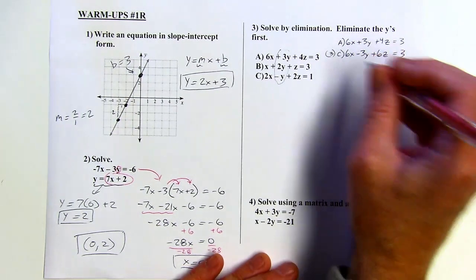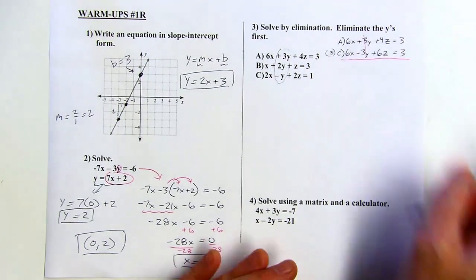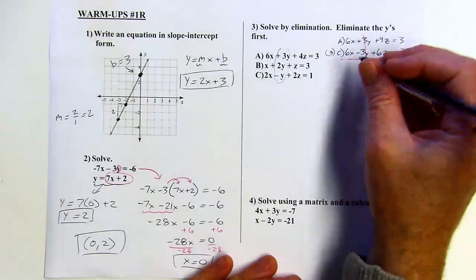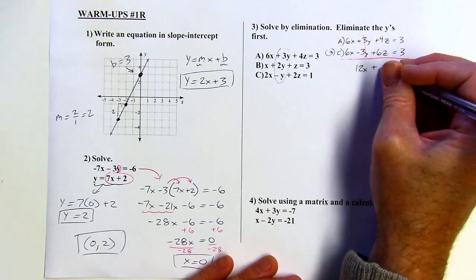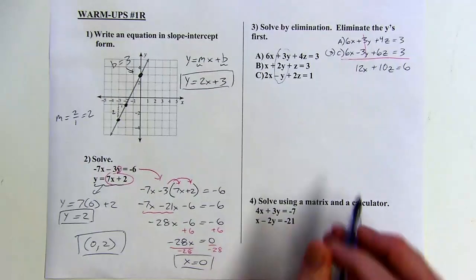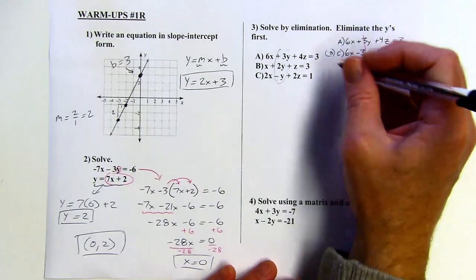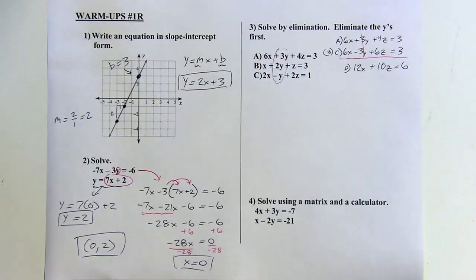Okay. Now that I've got this, I'm going to add these two equations together, and those y's are going to eliminate. That's what I wanted to happen. And now I've got 6x plus 6x is 12x, 4z plus 6z is 10z, and 3 plus 3 is 6. Okay. So I've got this beautiful new equation. Let's give it a name. I'll call this equation D, since I've already used A, B, and C.